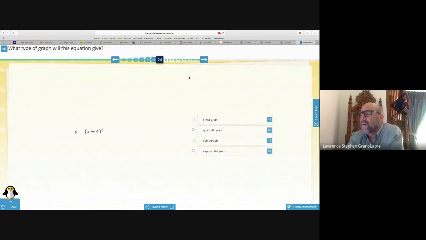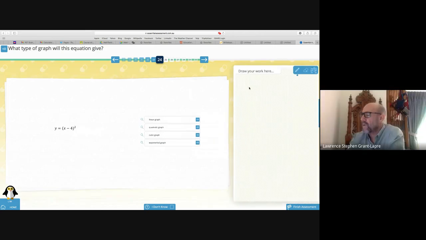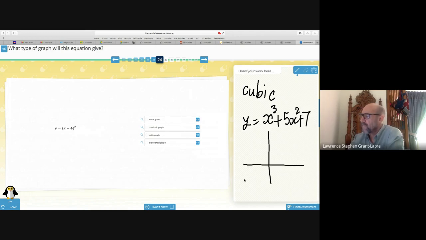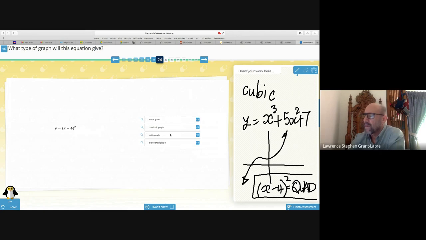Let's keep going. What type of graph will this equation give? All right, it's not linear, it's not a circle. Now, there's a mention of a cubic. A cubic has a cubed in it. It doesn't have to have all the numbers, but a cubic will look like this. But the first one we've got only has a squared. So because it's got a squared, it's a quadratic. It's a quadratic graph.